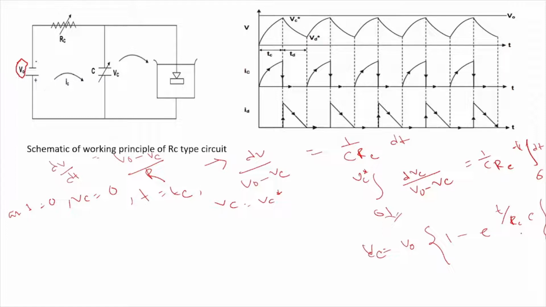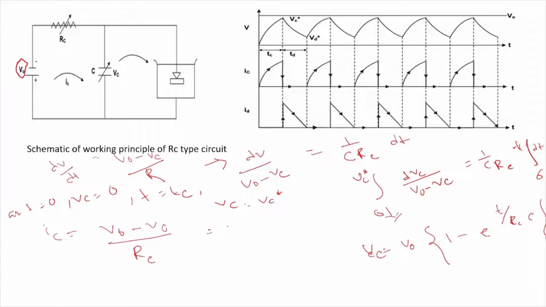Okay, so from these we can derive what the charging current Ic will be. Our main motive is to calculate Ic. So what will be the charging current? We know that Ic is the charging current only, so that is Vo minus Vc divided by Rc.